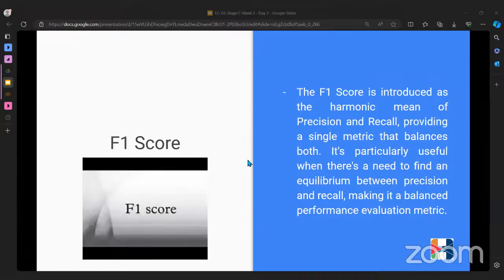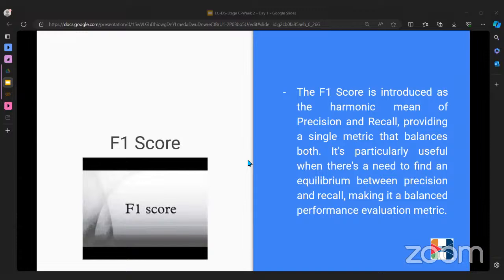We have the F1 score. The F1 score is defined as the harmonic mean of precision and recall, offering a balanced metric that considers both the accuracy of positive predictions and the model's ability to capture all relevant instances. So why F1 score? In scenarios where both false positives and false negatives carry significant consequences, or when there is an interest in balancing the importance of precision and recall, the F1 score emerges as a critical evaluation metric.